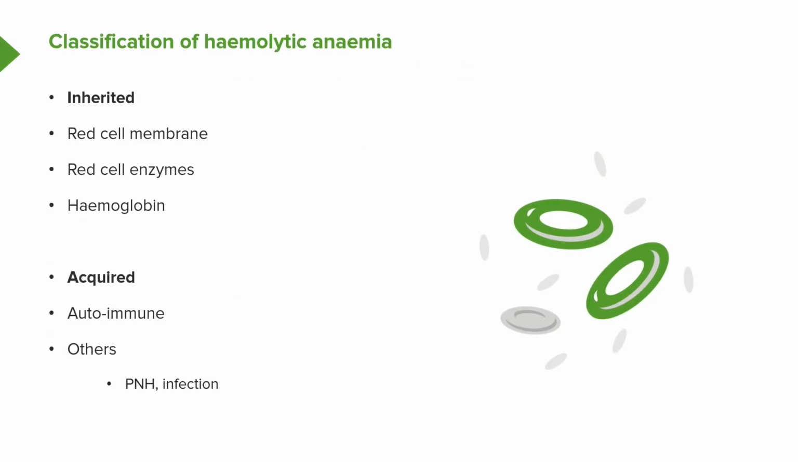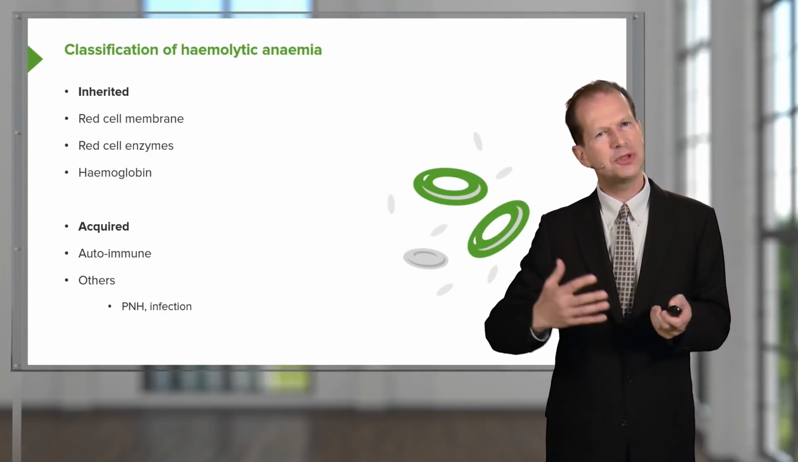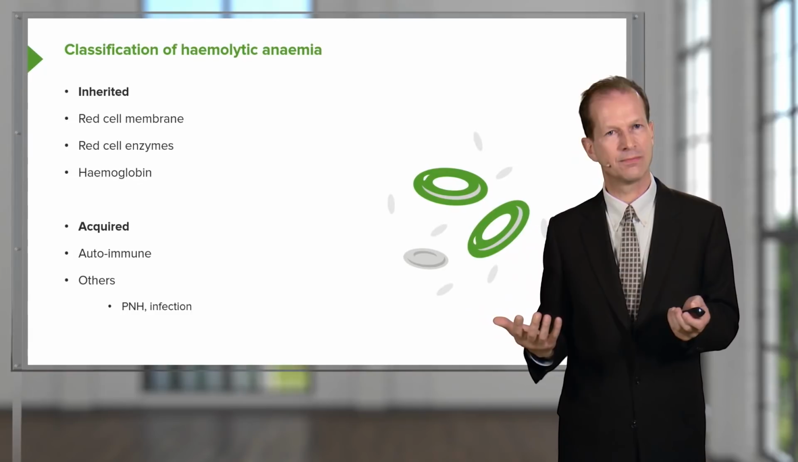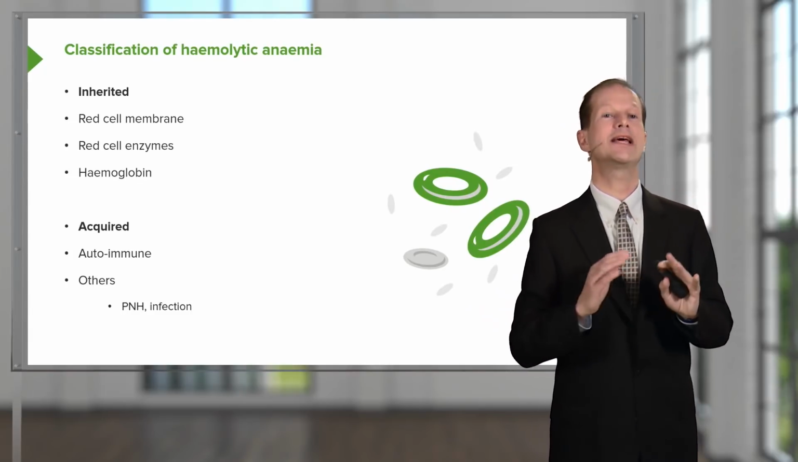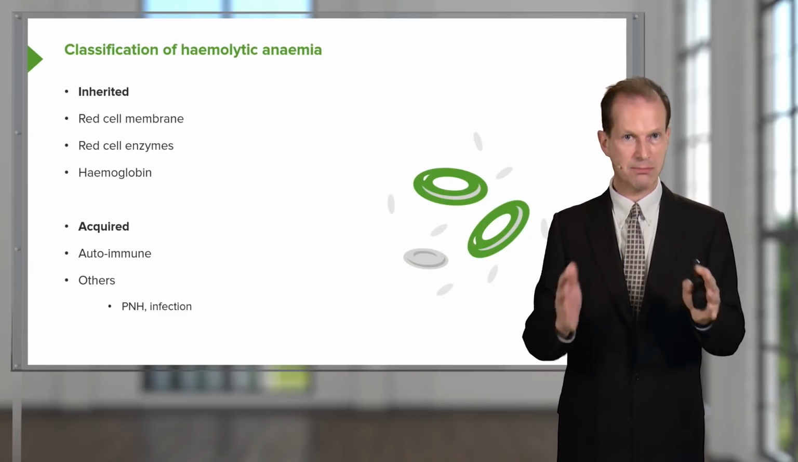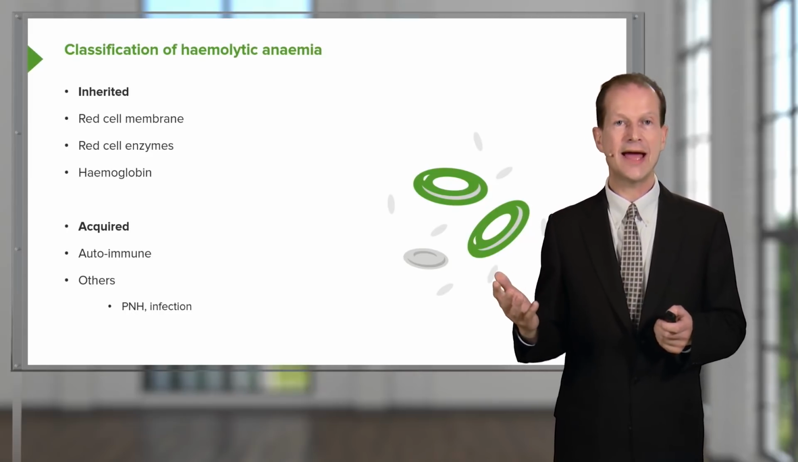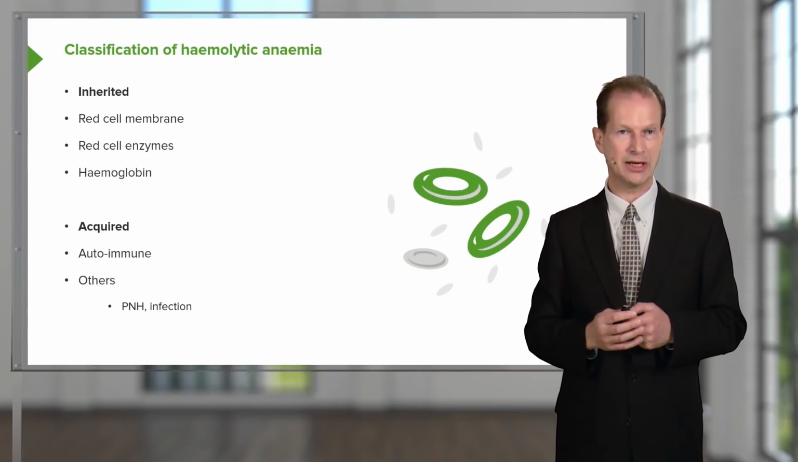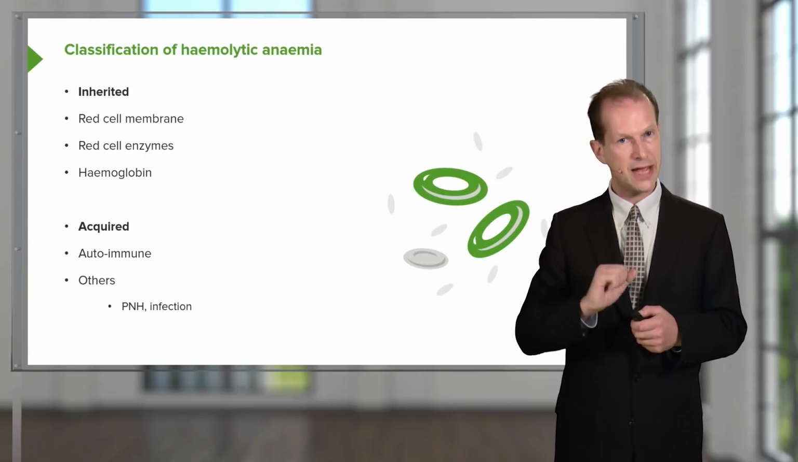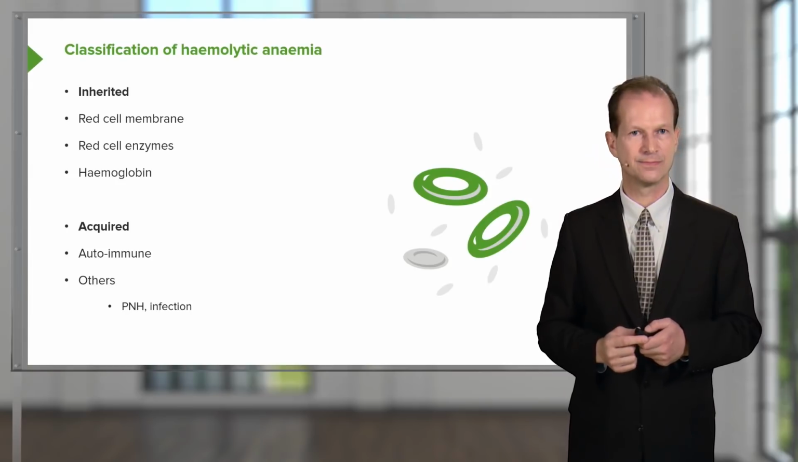Now, hemolytic anemias should be classified into two large groups. Disorders which arise because of an inherited abnormality, and those which are acquired later in life. Now, red cells are relatively simple cells, as cells go. They have a membrane, they have hemoglobin, and they have some enzymes. And indeed, inherited causes of hemolytic anemia can involve those three major components. Let's look at those three in turn.